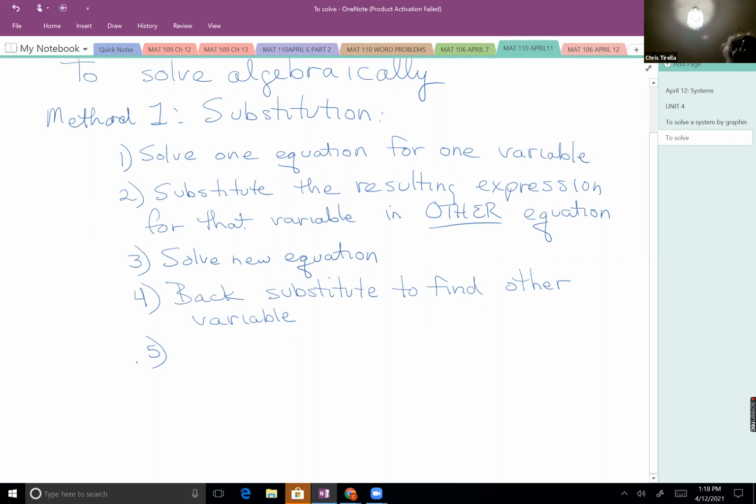And then lastly, because we want to know we got it right before we turn our paper in, we're going to check in all the original equations. So that's our cookbook steps.